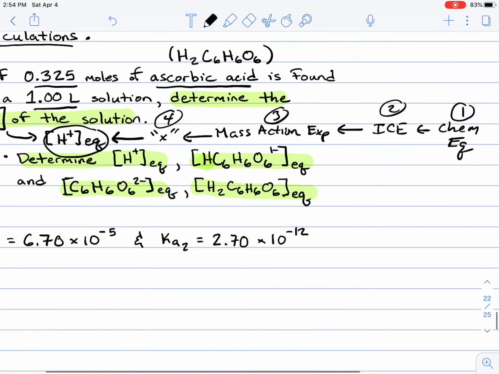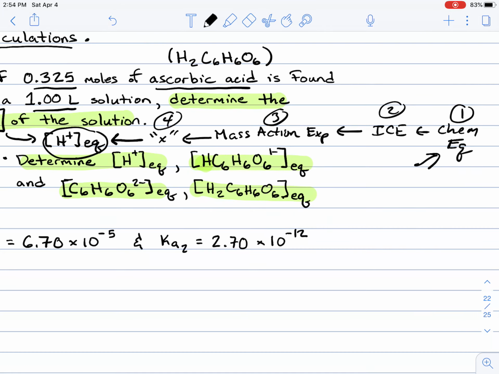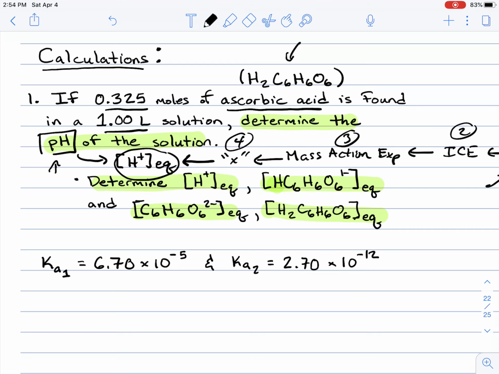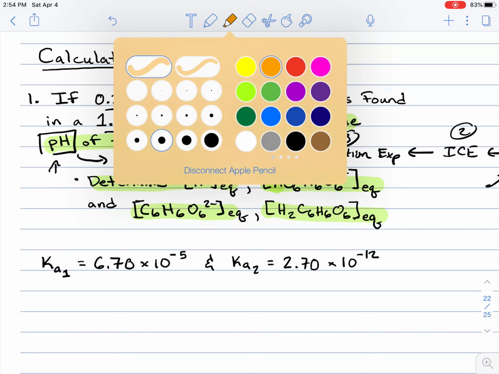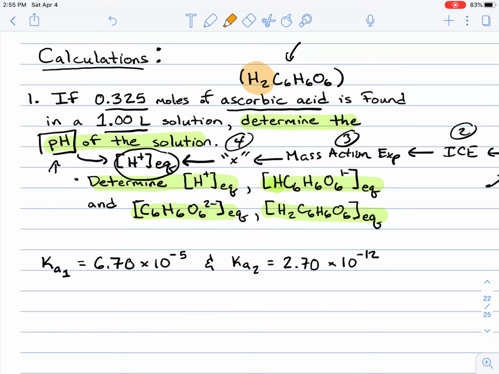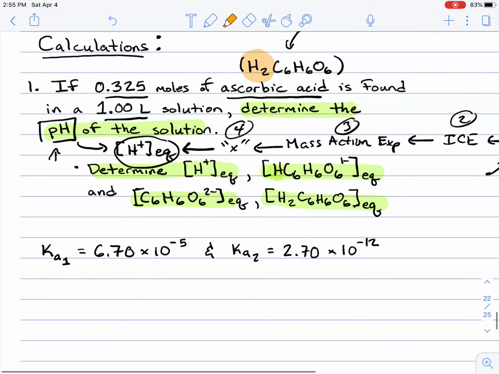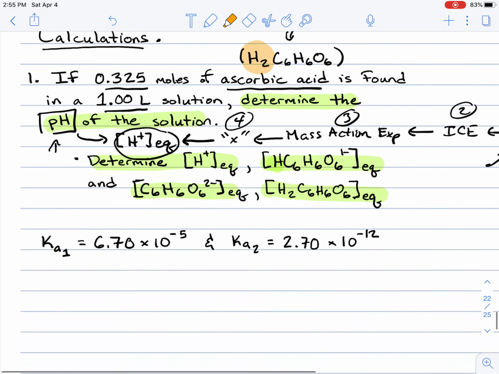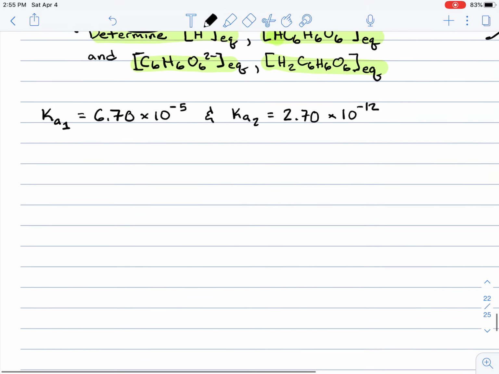And so here we're going to write the correct chemical equation. We are going to look at the chemical formula for ascorbic acid, and it's already given to us. And so notice that this is a diprotic acid. Since this is a diprotic acid, we're probably going to have to write the chemical equation to represent the first and second ionization of that hydrogen.